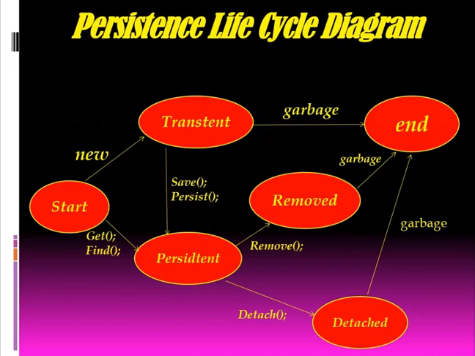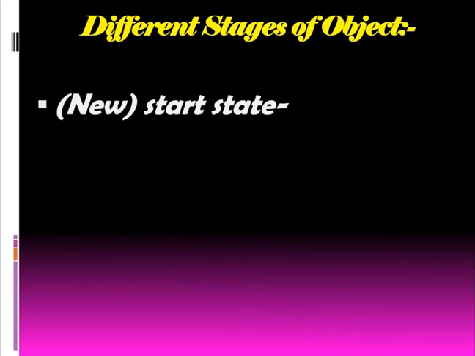So first, this is a diagram for the persistence lifecycle. You can see here the states: start, transient, persistent, removed, and detached. We'll discuss this diagram later. First, we'll just see the different stages of a Hibernate object.